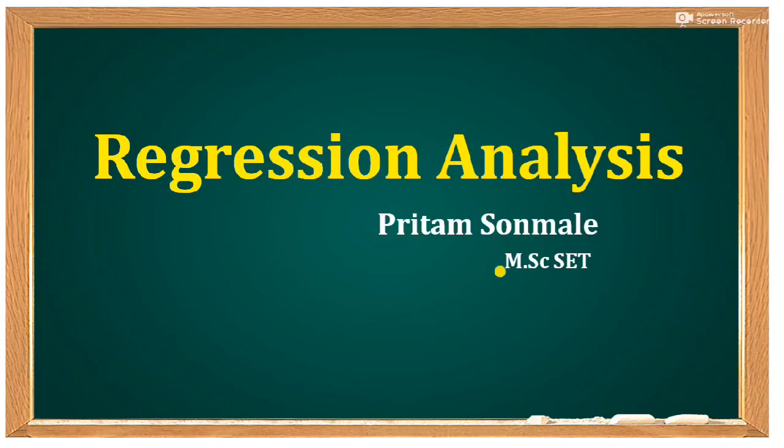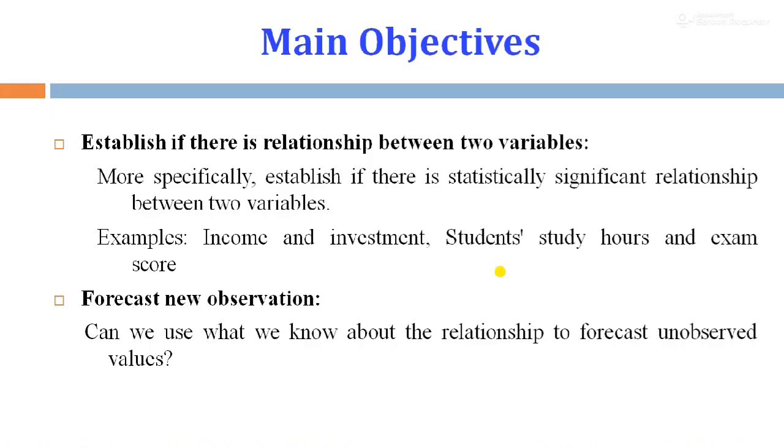Hello friends, today I am going to discuss regression analysis, that is, the concept of regression analysis and real life applications of regression analysis. So we are very familiar with regression analysis. So what is regression analysis? In regression analysis there are two variables, one is the dependent variable and the other is the independent variable. The objective of regression analysis is to establish if there is a relationship between two variables. More specifically, to establish if there is a statistically significant relationship between two variables.